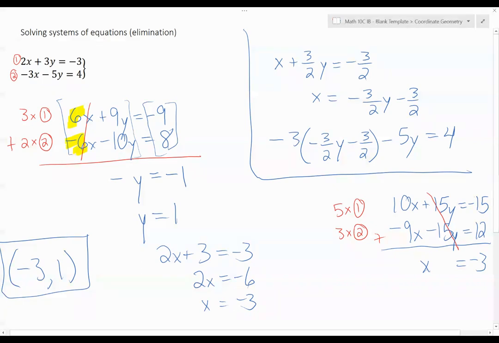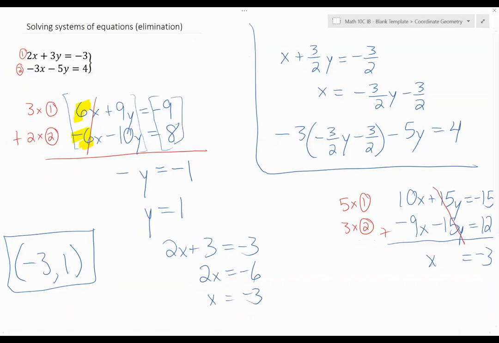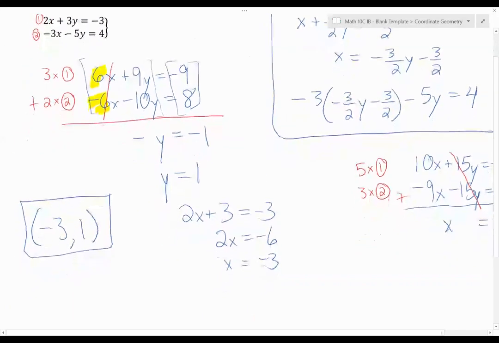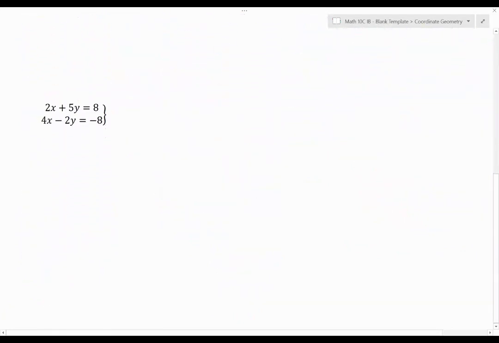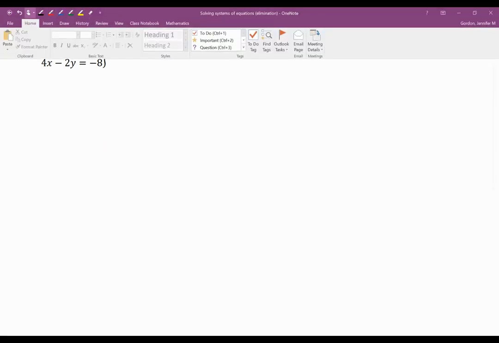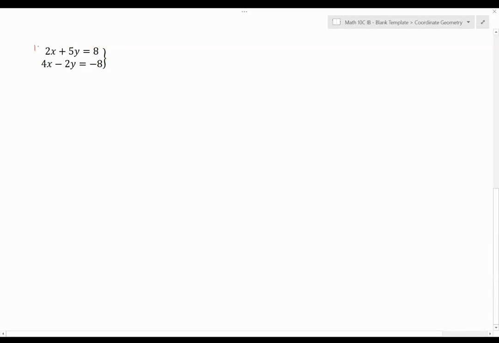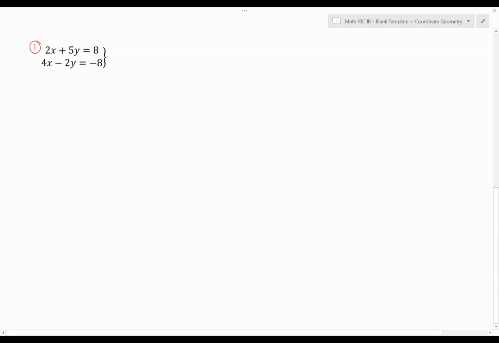You see I end up with the exact same value of negative 3 for x. And if I substitute this back into one of my original equations, I will get y equals 1. So I choose multipliers that are going to allow me to eliminate coefficients. So let's look at this example then. In this example, I could choose to multiply the first equation by, let's say, 2, and the second equation by 5 in order to eliminate y.